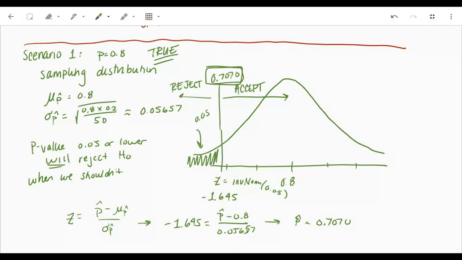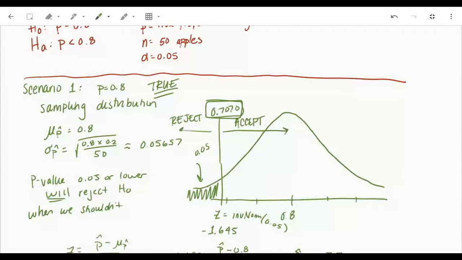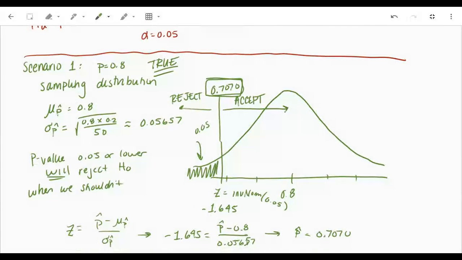All right, so this value here is really important. As owners of our apple pie company, we're not going to run this test every single time. We've done the math once and we know that 70.7 is our cutoff.